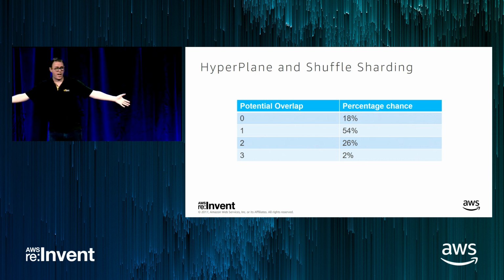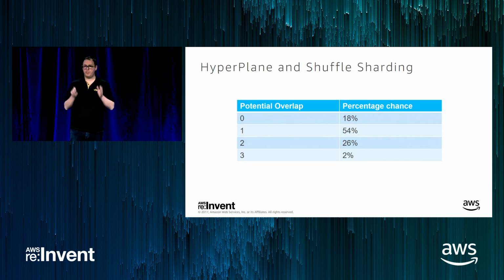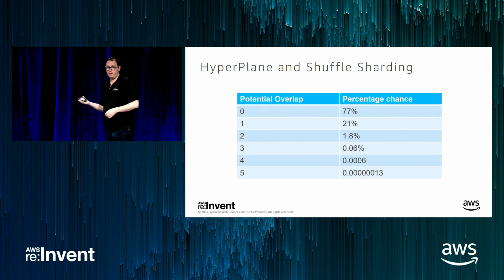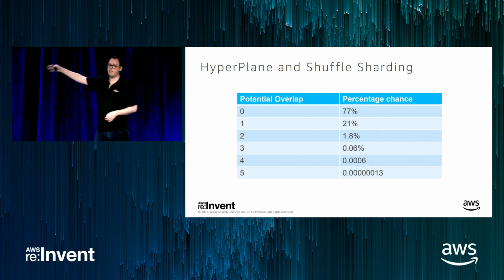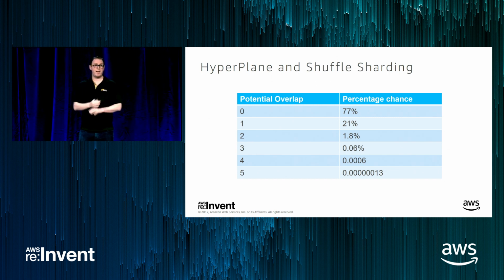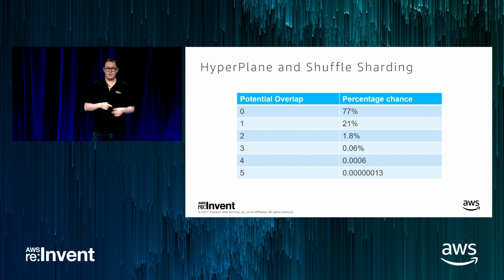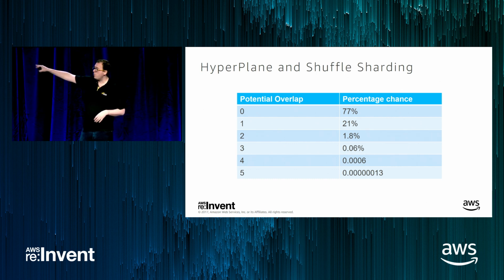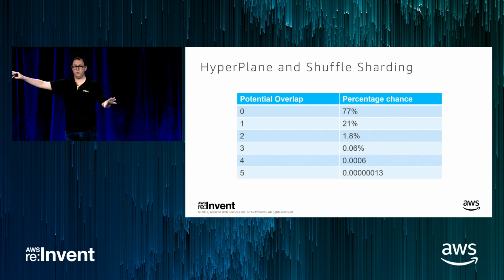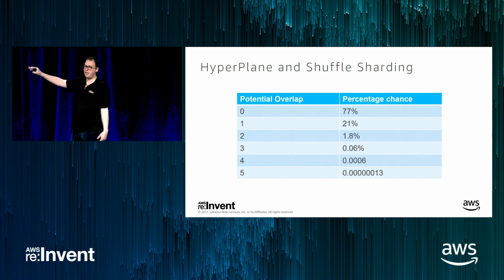And that's with 100 Hyperplane nodes. And we give a customer 5, right? So now in this model, there's a 77% chance they won't overlap at all, right? A 21% chance of one host overlapping. Less than 2% chance that 2 will overlap, 2 out of 5, right?